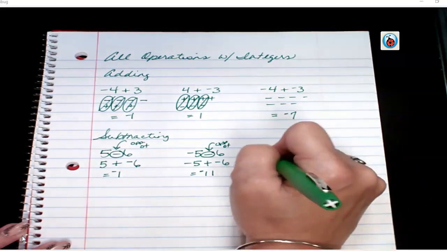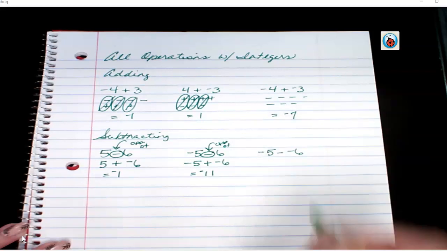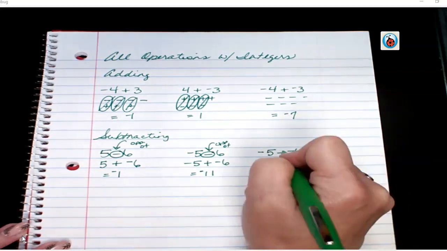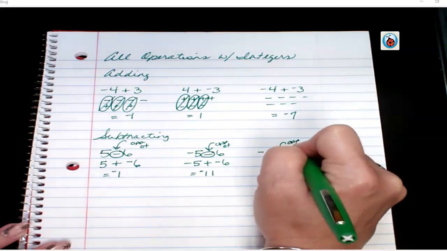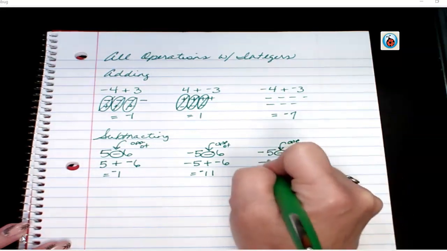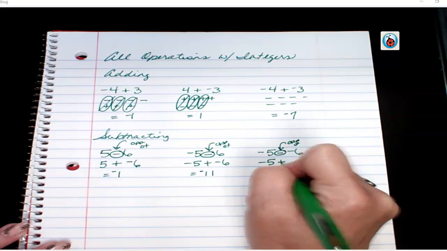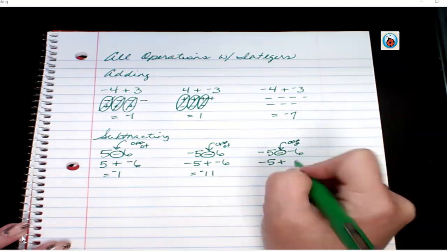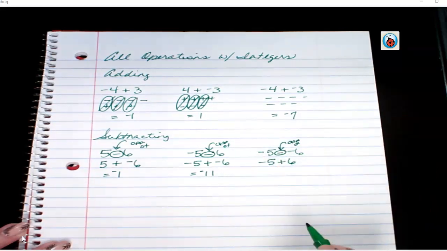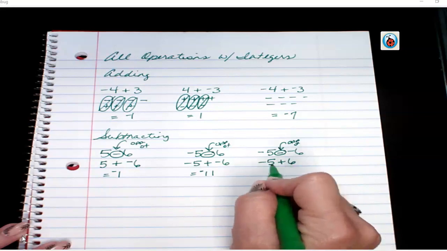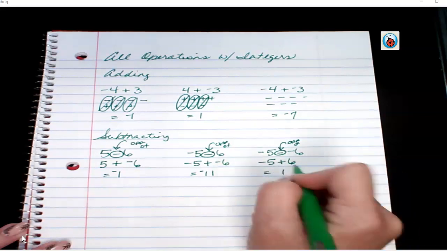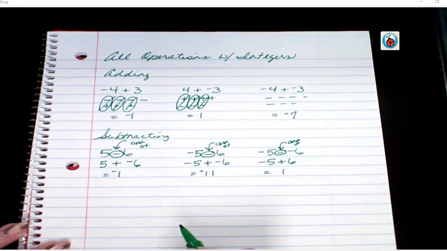If I had -5 minus -6, again, we're going to circle that subtraction sign to remind myself it means opposite of. I keep the -5. I add. The opposite of -6 is 6. I now have a negative and a positive. I can't combine them, so I'm going to subtract them. 6 minus 5 is 1. I have more positives, so my answer is +1.